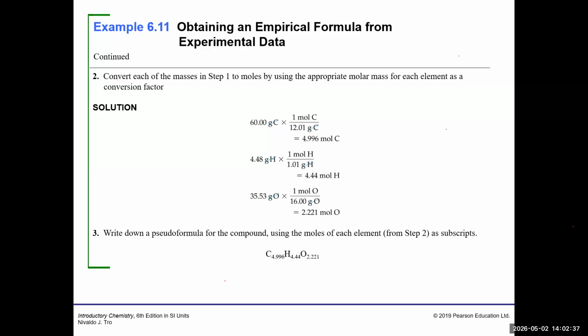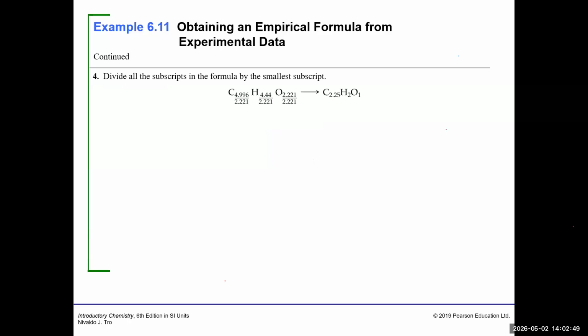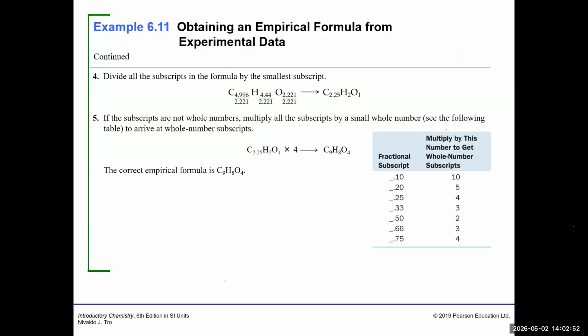Then write out the pseudo formula for the compound. We put all the moles that we had as the subscripts. Now we divide by the smallest one. We have 4.44 moles, 4.996 moles, and 2.221 moles. When we divide all of them by the smallest, we have C 2.25, H 2, and O 1. We have decimals in there.